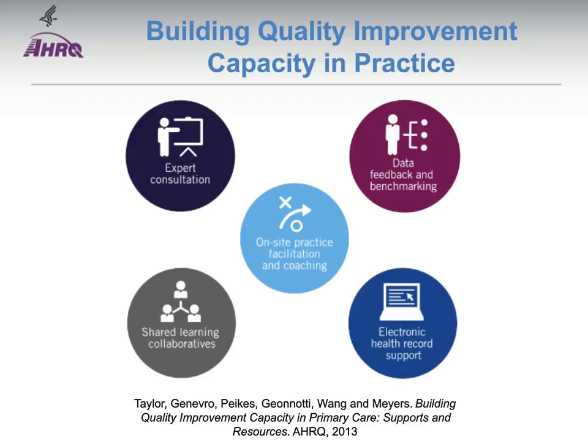This graphic expands on what I mean by an external infrastructure. You see 5 broad categories of external supports can be effective in assisting practices in their QI work and helping them develop robust QI capacity. You see them here. They are data feedback and benchmarking, academic detailing or expert consultation, shared learning or learning collaboratives, electronic health record support, and lastly, practice facilitation and coaching.